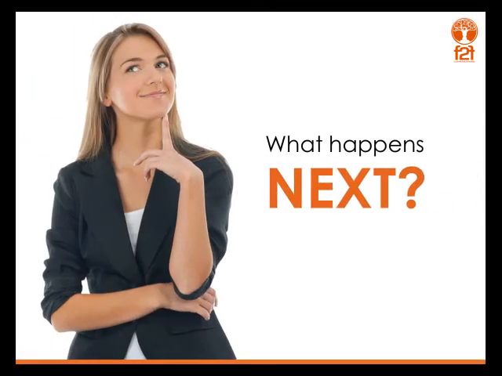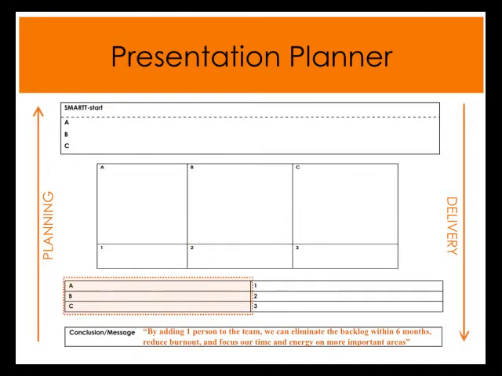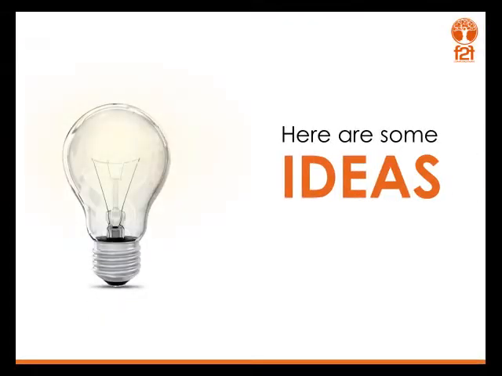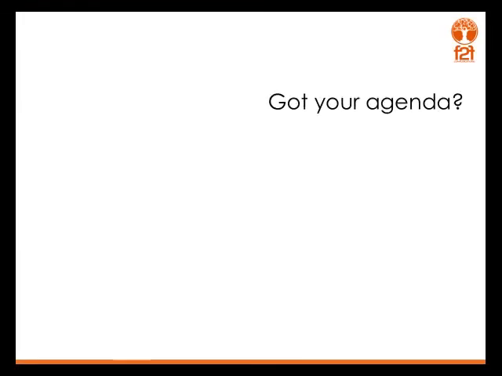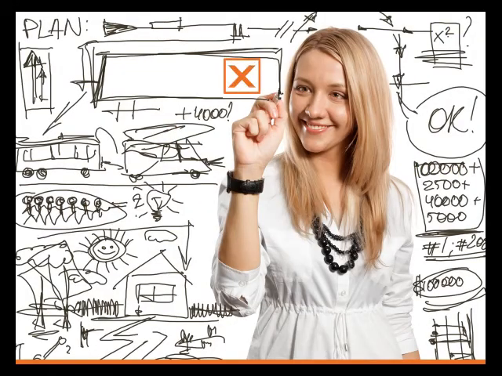So what happens next? Now for an agenda. 2 to 5 headings that outline the areas you'll address along the way to prove your conclusion. A minimum of 2 to make it bite-sized, a maximum of 5 so it's not overwhelming. Here are some ideas. The current situation, proposed solution, and the benefits. The cause, the options, and our recommendations. Why, what, and how? Got your agenda? Great. Now don't deep dive for your wealth of content yet. Hold fire for one more step.